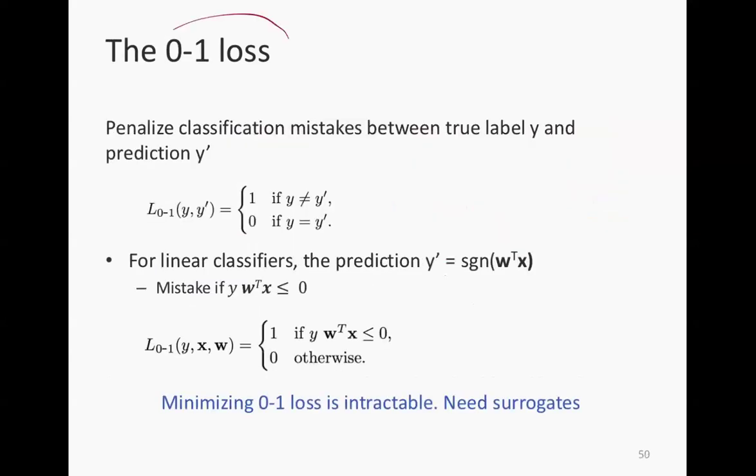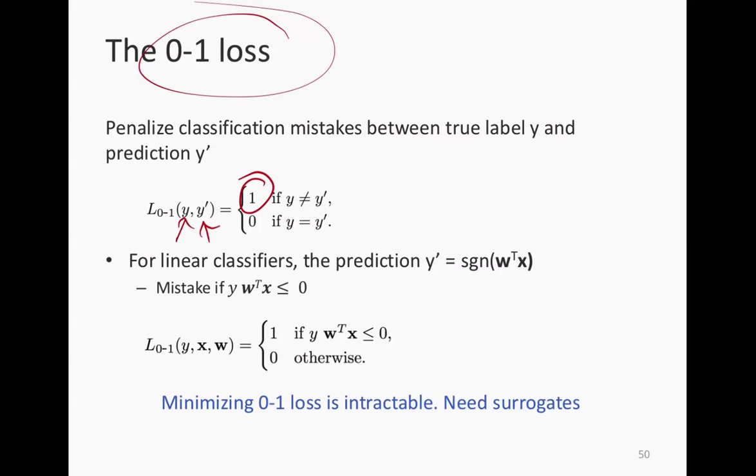That loss is the 0-1 loss. The 0-1 loss simply takes the ground truth and the prediction, these two things, and it takes away 1 point if there's a mistake. If the ground truth and the prediction don't match, otherwise it takes away no points. That's a reasonable loss. That's a reasonable penalty. Except that the 0-1 loss is intractable.